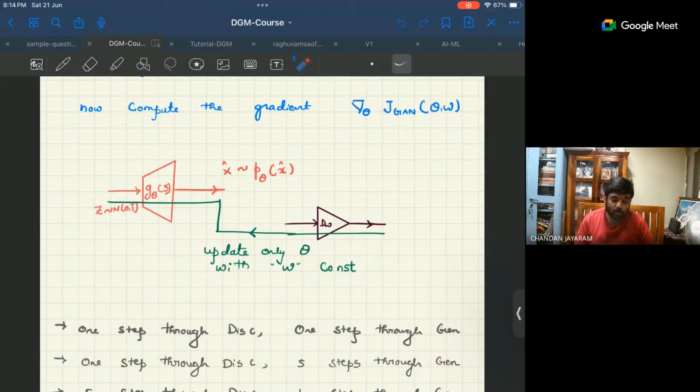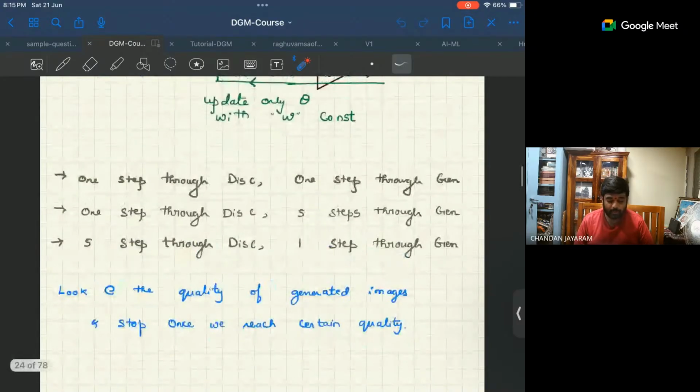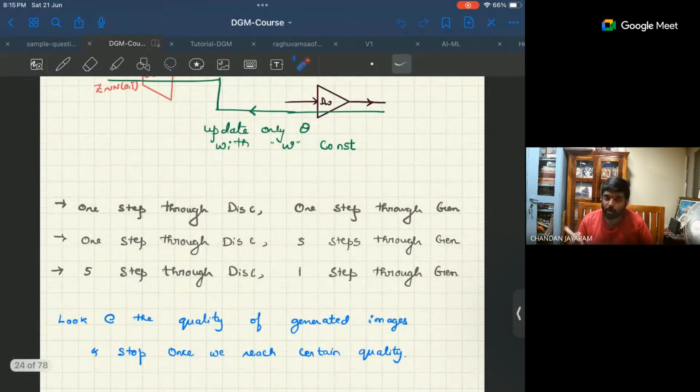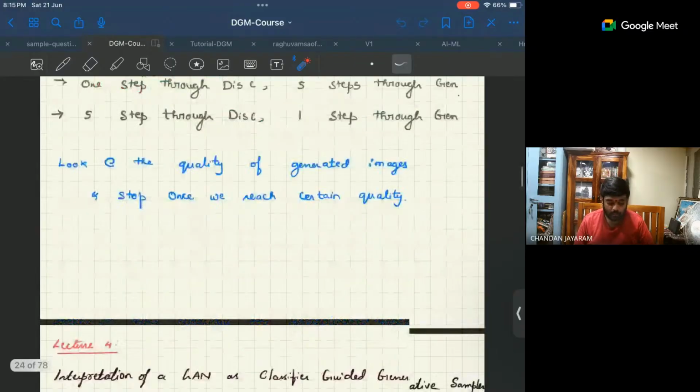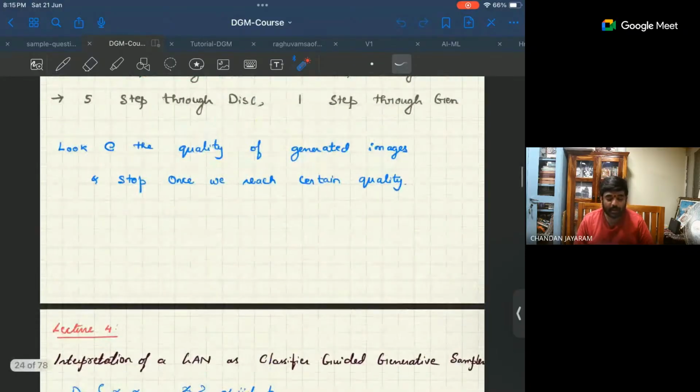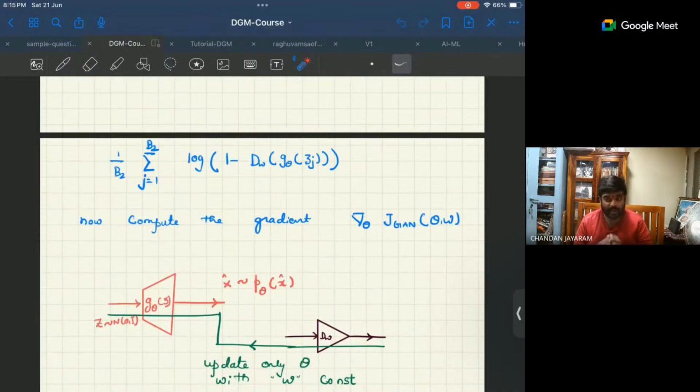Because of which, I should not train my discriminator more. I should be training my generator more. Training in the sense that the updation of parameters should be happening for the generator more. How do I achieve it? Very simple. You train the generator for more number of steps compared to the discriminator, because of which you will be able to get good quality images. This is the idea of vanilla GAN.